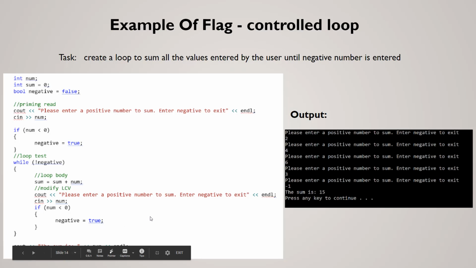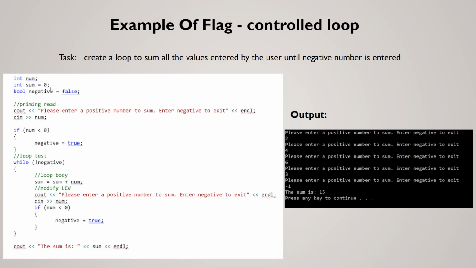So let's step through this code actually before I get ahead of myself. So first, int num, int sum equals 0, bool negative equals false. Please enter a positive number to sum, enter a negative to exit. And then we see int num. So that's our priming read. Well, technically this whole thing would be considered our priming read, because now we have if num is less than 0, negative equals true. Okay, so we need to get input from the user, and we need this if statement that says if the number that they inputted was less than 0, then negative equals true.